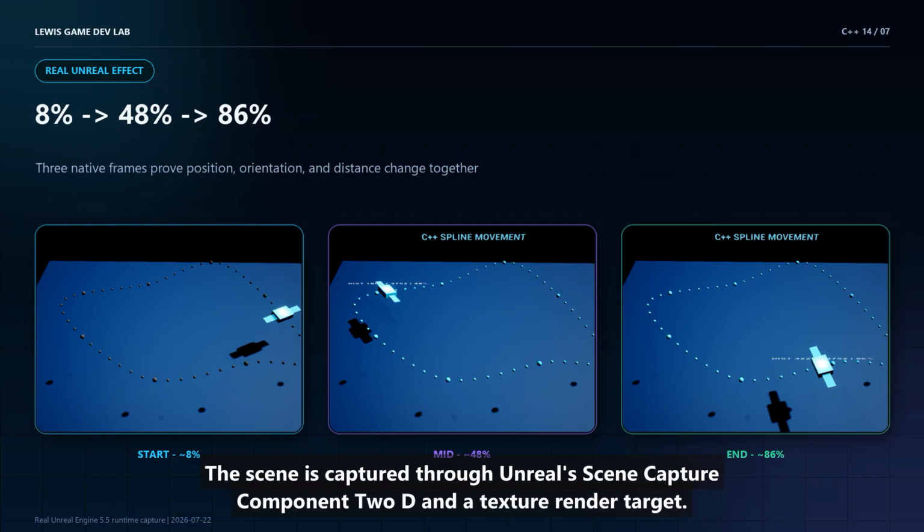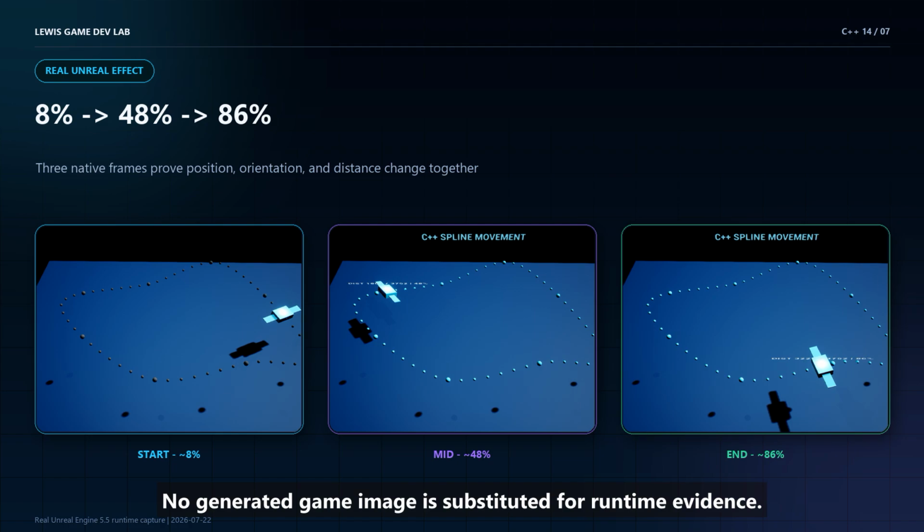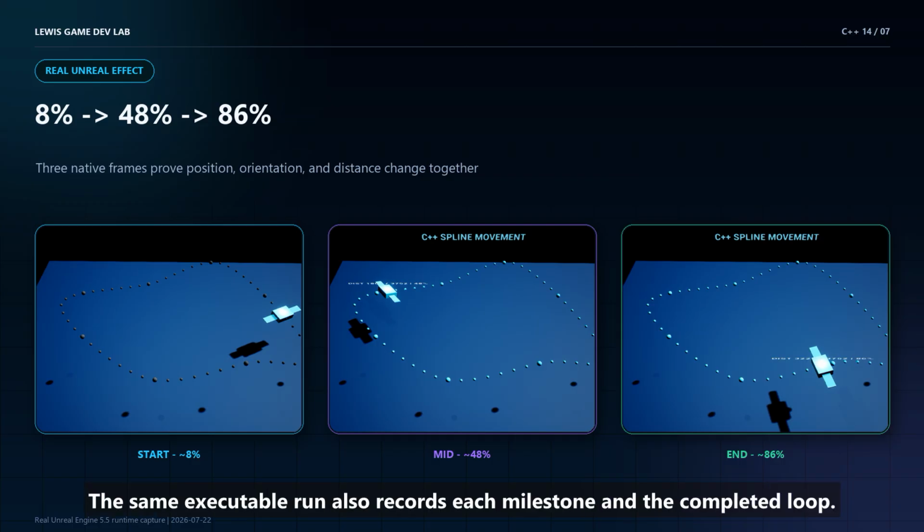The scene is captured through Unreal Scene Capture Component 2D and a texture render target. No generated game image is substituted for runtime evidence. The same executable run also records each milestone and the completed loop.